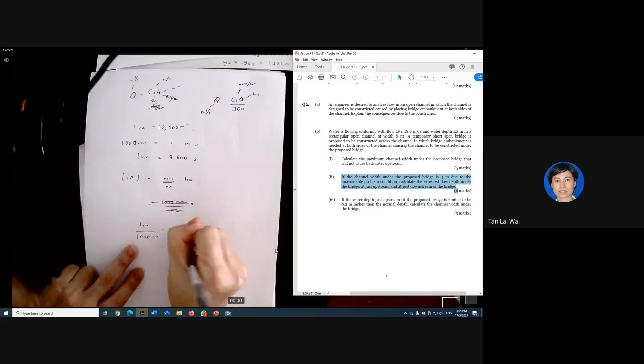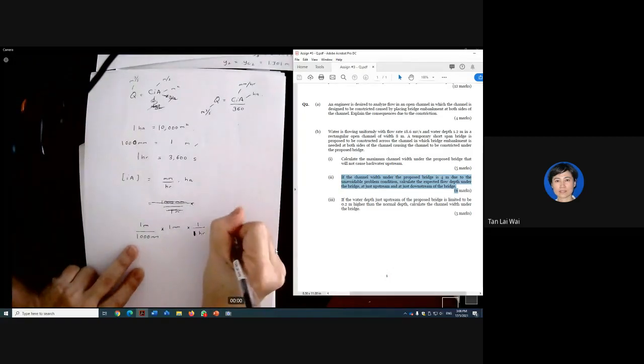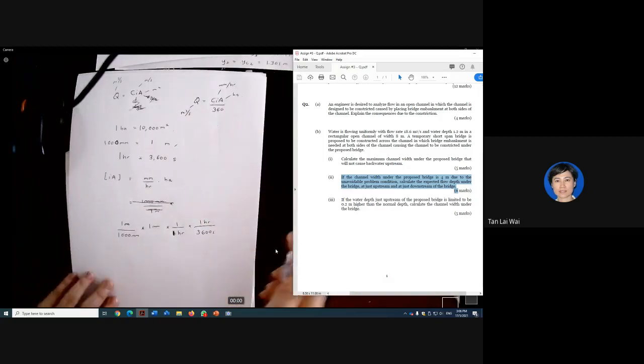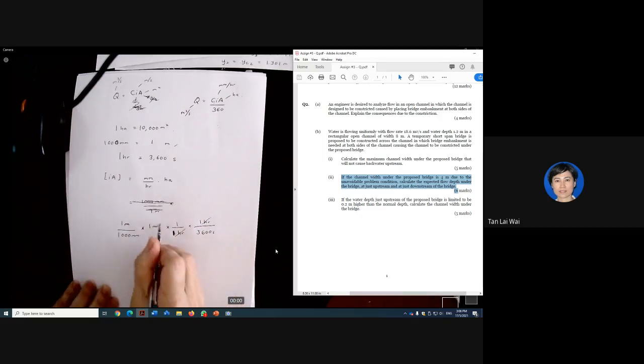Then I'm going to times 1 over 1 hour, so I'm going to cancel hour. I'm going to get second, so this will give me 3,600 second. So I'm going to cancel hour, and I'm going to cancel millimeter. I'm going to have meter here.